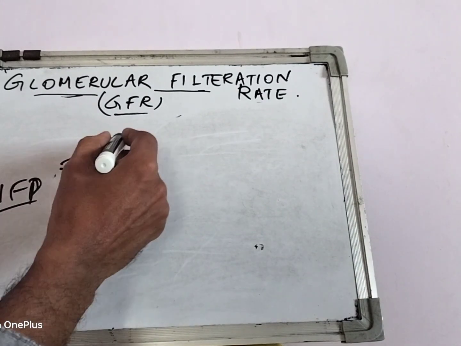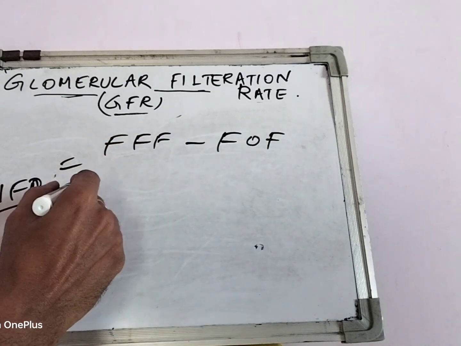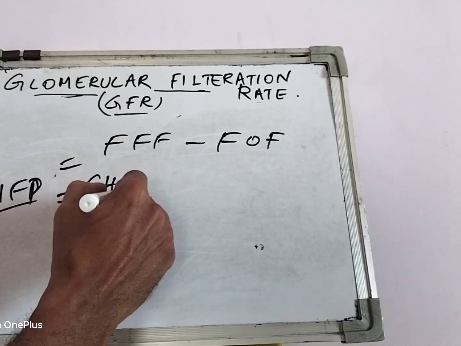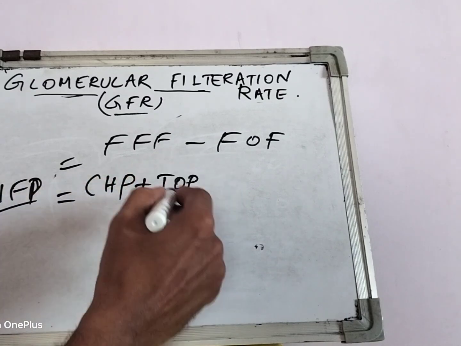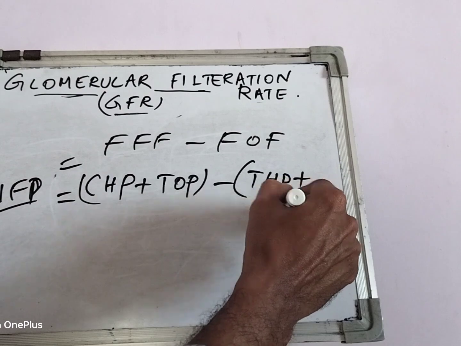So now the net filtration pressure is equal to the forces favoring filtration minus the forces opposing the filtration. The forces favoring filtration are capillary hydrostatic pressure plus tubular oncotic pressure, minus the factors opposing the filtration, that is tubular hydrostatic pressure plus capillary oncotic pressure.